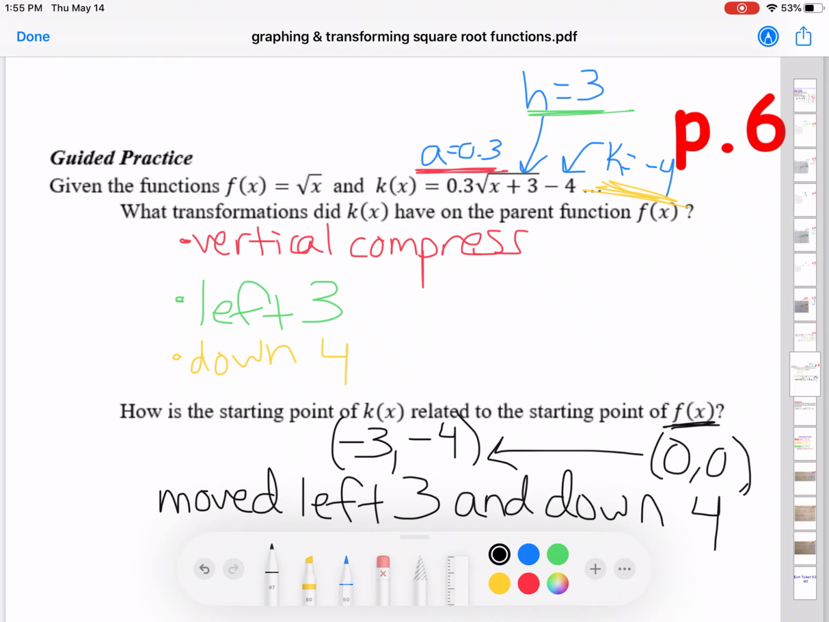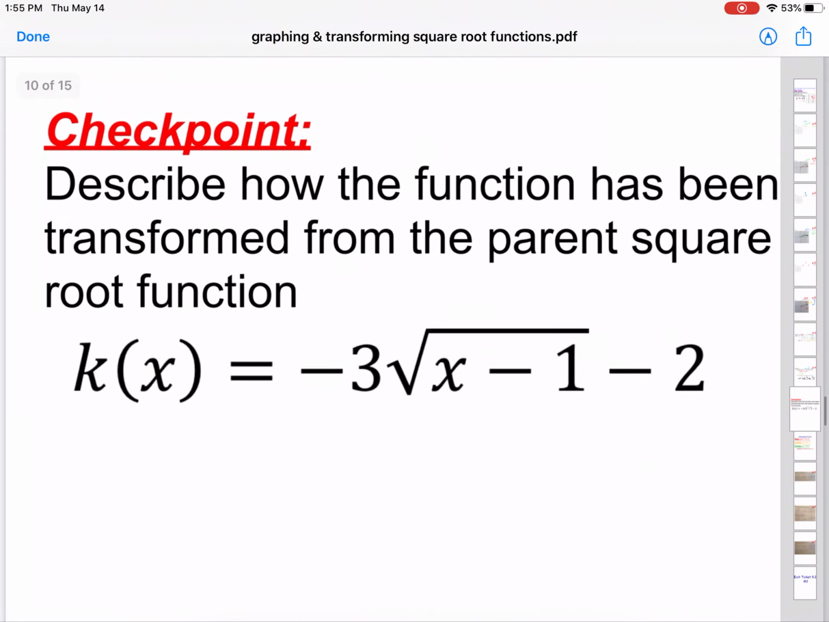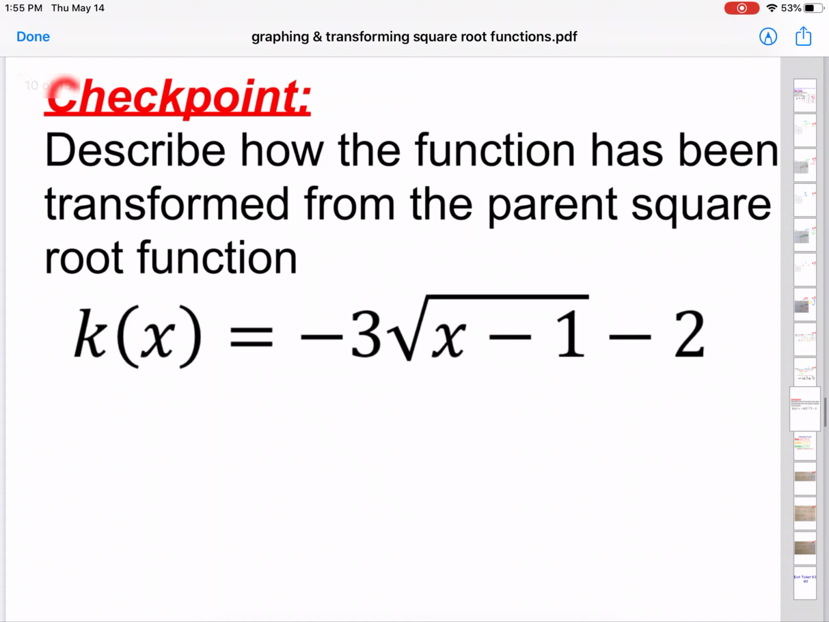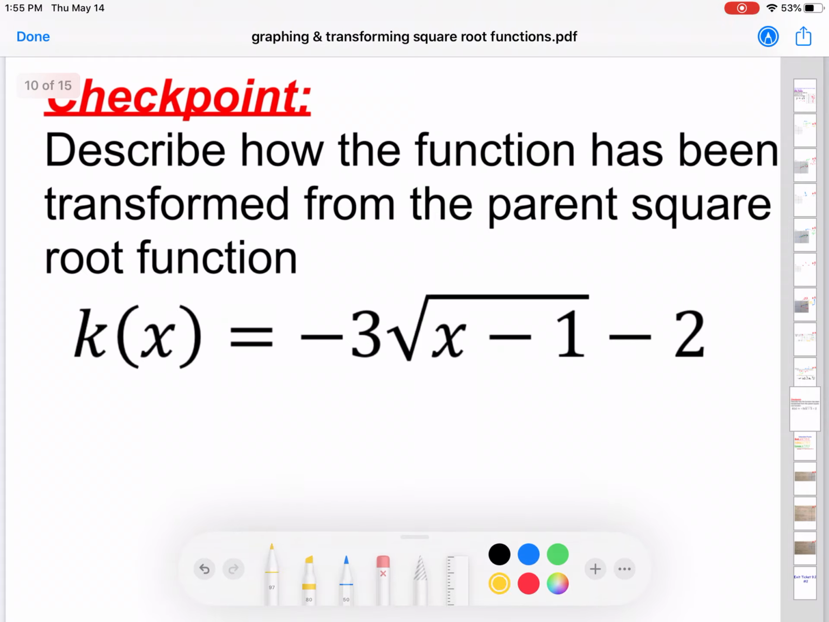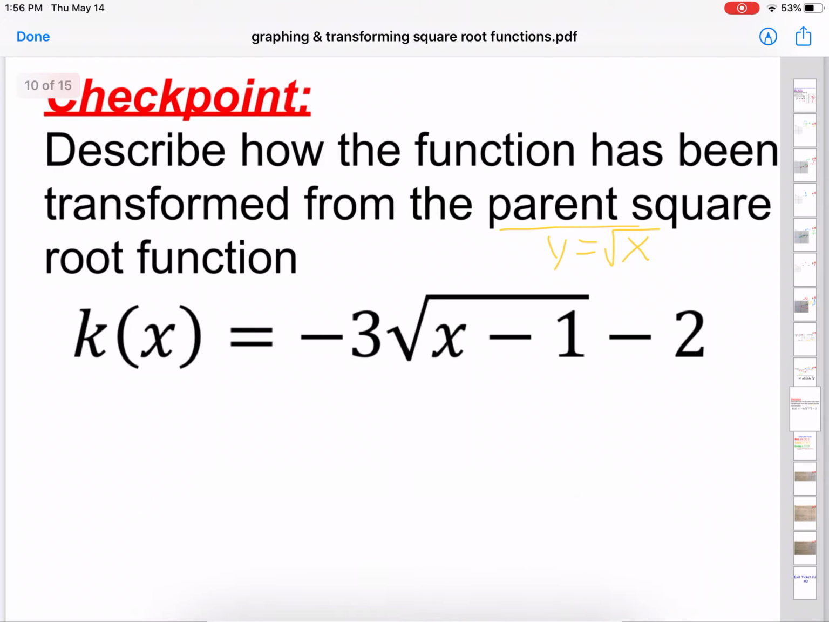Okay, so to check how well we understand, let's take a look at our checkpoint question. Please try to pause your video and answer. They want to know, how has this graph been transformed from the parent square root function, which would be just the square root of x. So take a moment to try to identify all of those transformations and then come back to check your work.